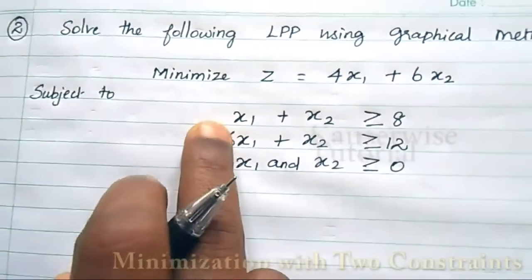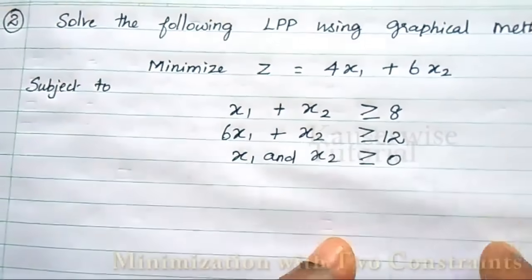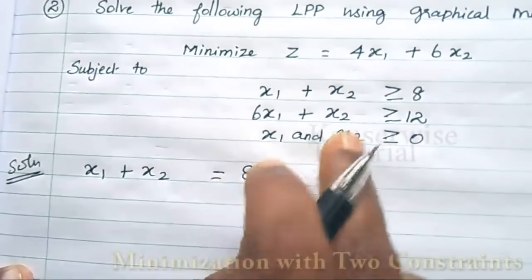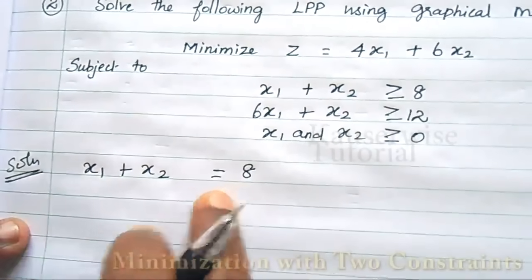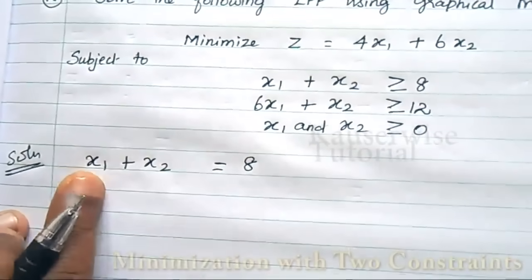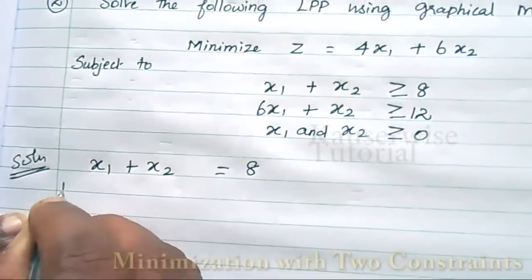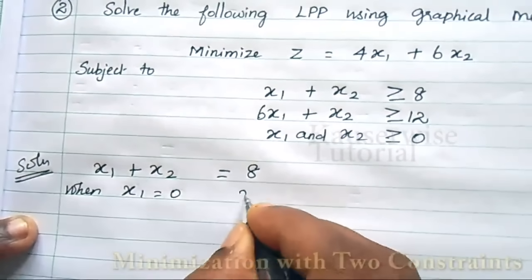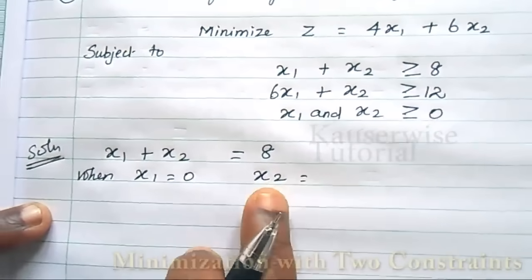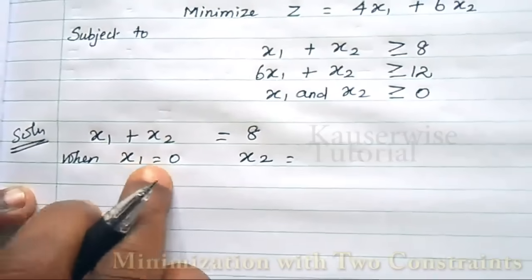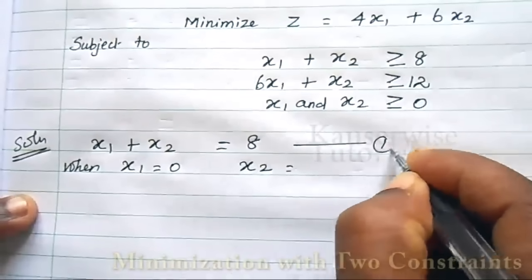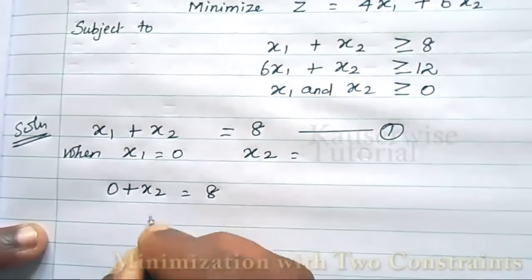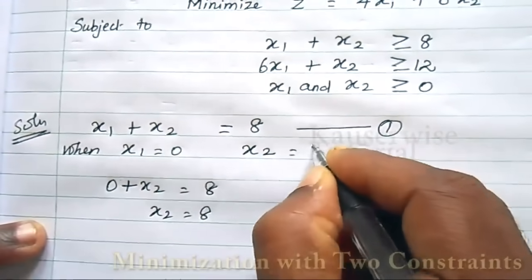First, you need to convert the first constraint into an equation: x1 + x2 = 8. Now we need to find the values for x1 and x2. First, consider x1 as 0. When x1 is 0, what is the value for x2? Substitute in the first equation: 0 + x2 = 8. So, x2 is equal to 8.